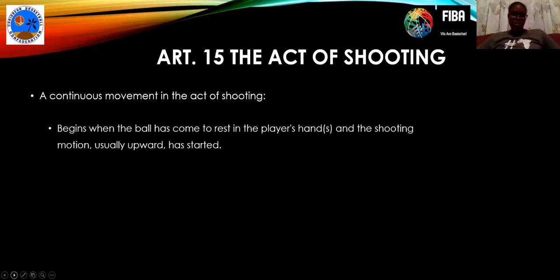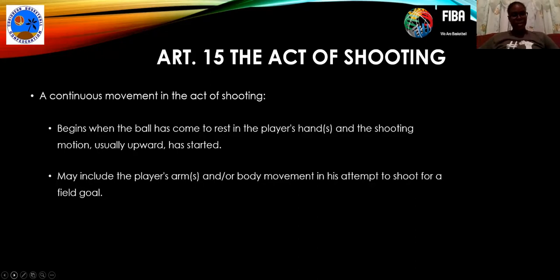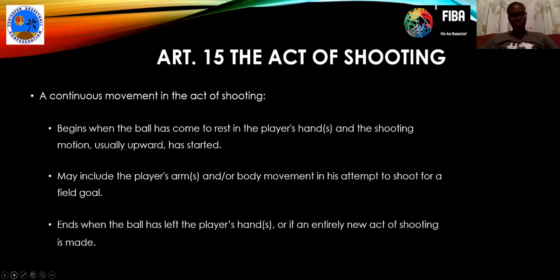A continuous movement in the act of shooting begins when the ball has come to rest in the player's hand or hands, and the shooting motion, usually upward, has started. It may include the player's arm or arms and/or body movement in his attempt to shoot for a field goal. It ends when the ball has left the player's hand or hands, or if an entirely new act of shooting is made.